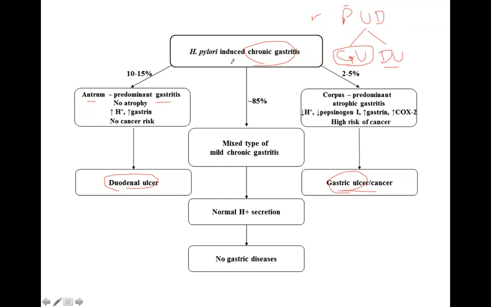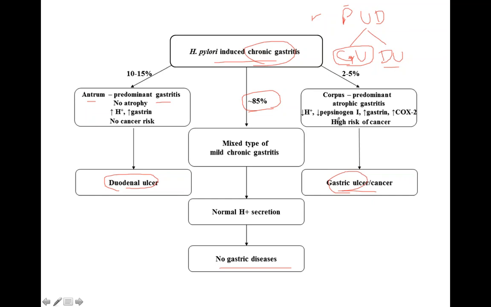This is how chronic H. pylori induced chronic gastritis can proceed. But in most of the cases, there is relief. In 85% of the cases, as you can see, there is no gastric disease. So this ulcer, duodenal or gastric ulcer, occurs in 10 to 15% of the cases. You don't have to remember 10 to 15, they will not be asking. Just remember, in most of the cases, there is relief. There is just gastritis.